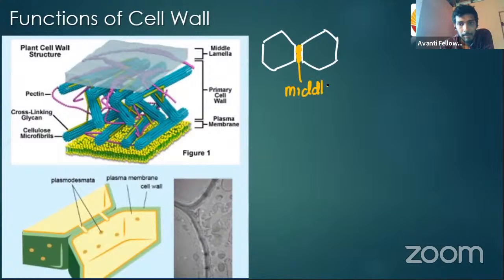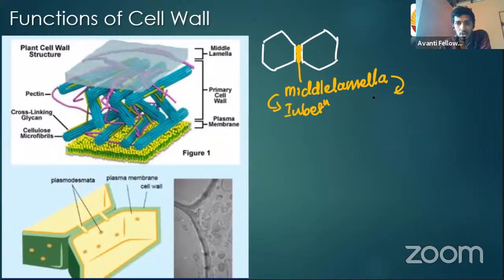Middle lamella. Middle means in between. Lamella means layer, right? So what is the meaning of this? This particular layer is present in between the two cell walls or two cells. Okay, cell 1 and cell 2. Don't think that middle lamella is present between the cell wall and the plasma membrane. No, that's not correct. You can see here only.